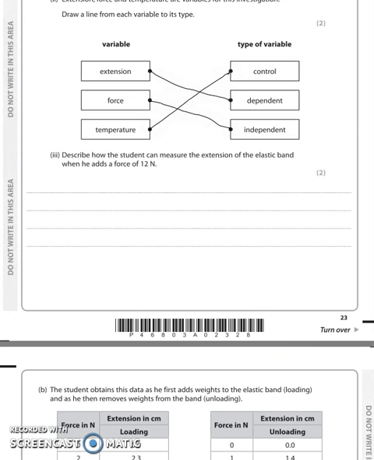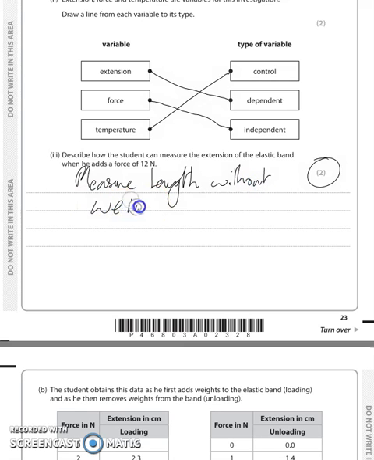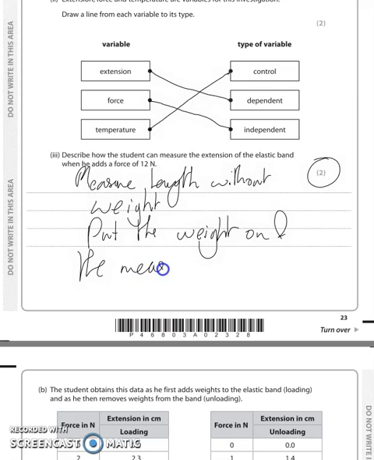Describe how the student can measure the extension of the elastic band when he adds a force of 10 newtons. Well, it's 2 marks, so you just have to describe it. Measure the length without weight. Put the weight on. And then measure it. Subtract those measurements. Very simple, 2 marks.